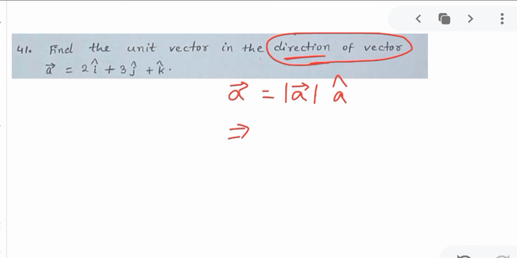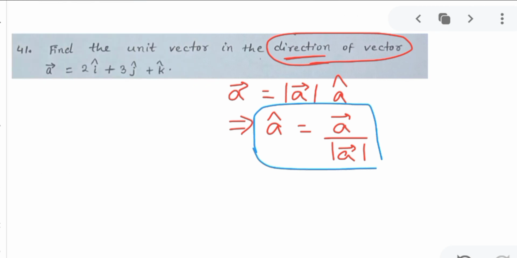A cap is simply vector A divided by its modulus, the magnitude of the vector. Then I will get a unit vector, and this is the direction we have to tell. Obviously this will be a vector quantity. Here A is given as 2i plus 3j plus k. First we have to find the magnitude, and you know how to find the magnitude.